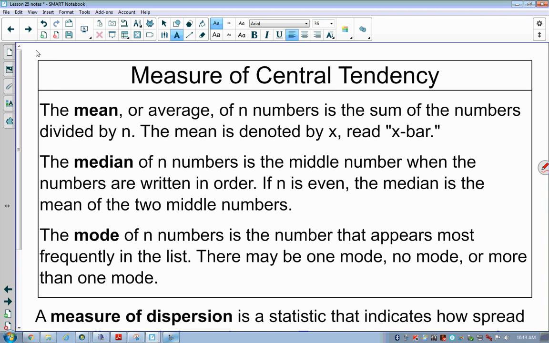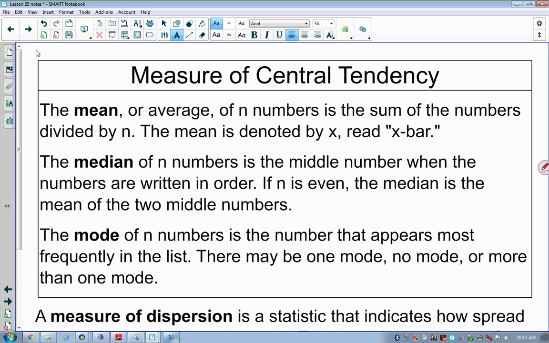The mode. Mode is what? Most number. The number that shows up the most in the data. What if there's more than one? Do I list them both? What if there is none? Then there's nothing there. Okay, so we're good. All right, so we understand those.